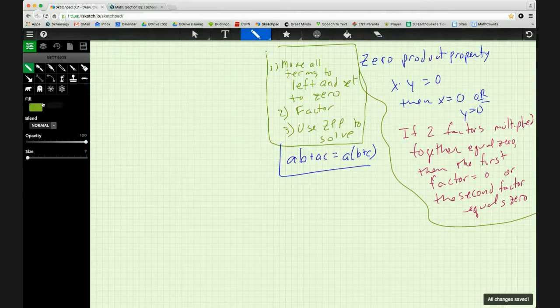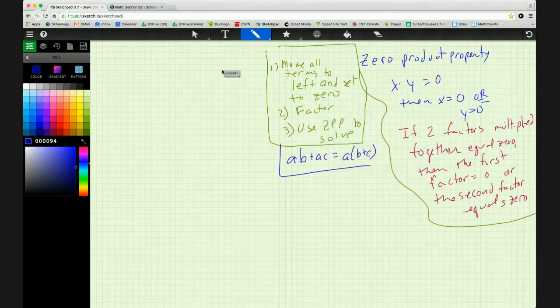Same strategy, nothing up my sleeve. We're going to go with this problem: x times (x minus 2) equals x times (2x plus 1). Well, this one is a little harder to eyeball. I can't quite look at this and see what the answers are.